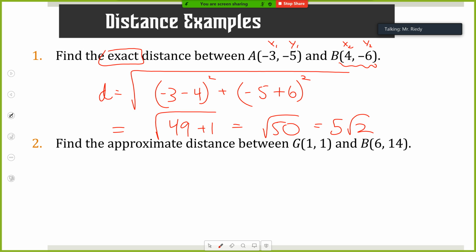Second problem. Approximate distance. Now, this time, when you get a radical answer, you're going to pick up your calculator and do a decimal value rounded to 2 decimal places.